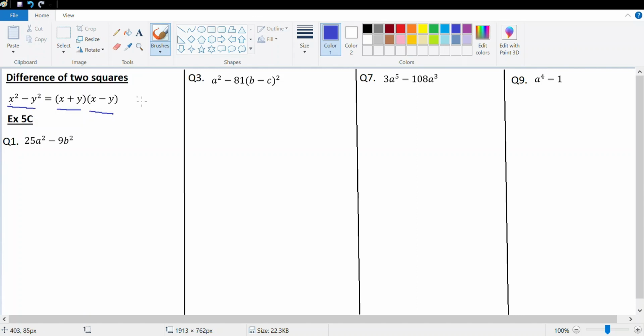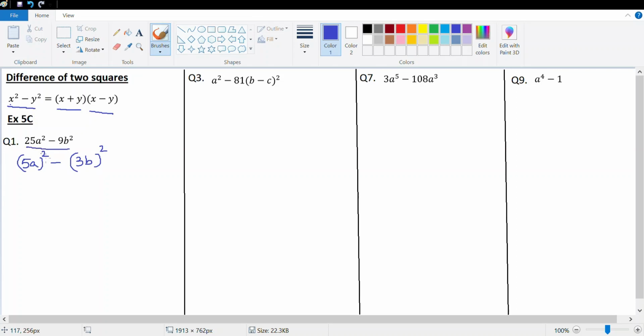So till now we've done grouping, we've done taking common factors, and we've done a quadratic expression by splitting the middle term. This is the fourth type where we are doing difference of two squares. So let's look at question number 1. So this is (5a) the whole square minus (3b) the whole square. That's what this expression can be written as.